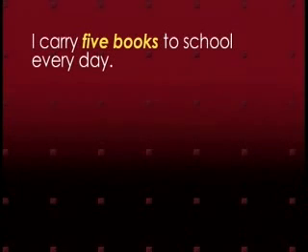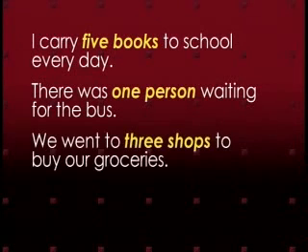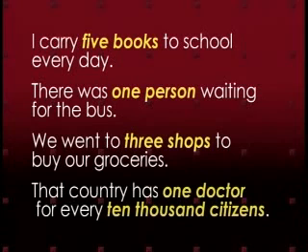Note that when the countable noun is in the singular and begins with a vowel, we use an instead of a as the determiner. We often use countable nouns with numbers in front of them. Here are some examples. I carry 5 books to school every day. There was 1 person waiting for the bus. We went to 3 shops to buy our groceries. That country has 1 doctor for every 10,000 citizens.